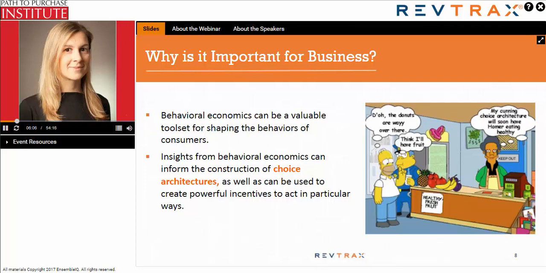Insights from behavioral economics can inform the construction of what we call in behavioral economics choice architectures, and they can be used to create powerful incentives for consumers to act in particular ways. So really, we are not forcing consumers to behave one way or another. We're really setting up some nudges where the consumers then choose to behave one way or another that are consistent with our parameters. So many of the tools of behavioral economics have been in practice for a while now, but only recently we have started applying rigorous statistical techniques to causally identify the impact of these tools. And I think RevTrax is definitely set up to be able to do this rigorously and effectively.